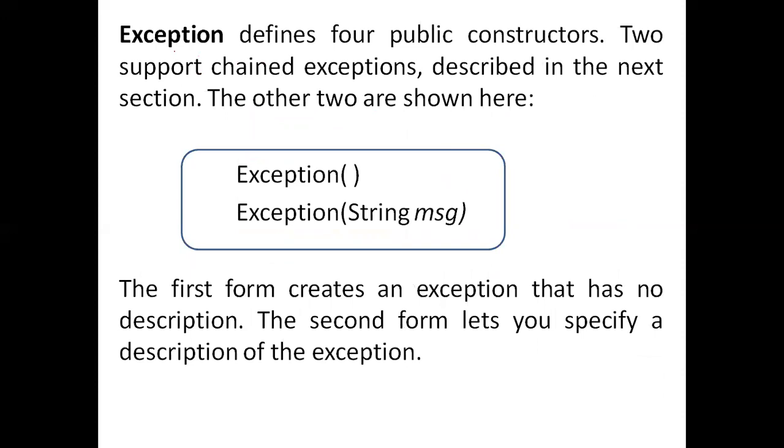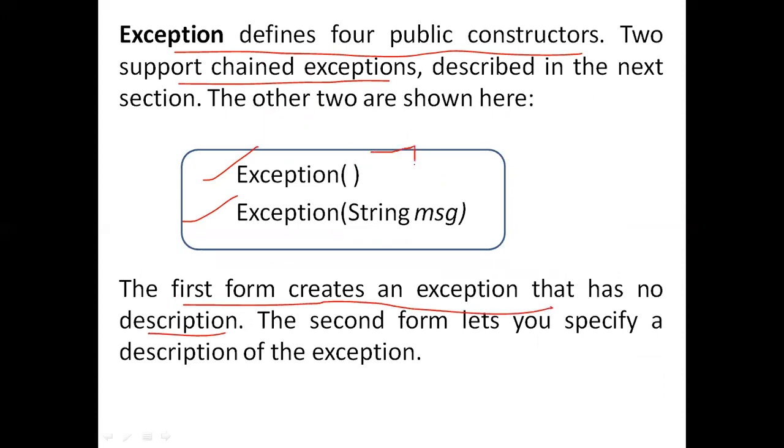And the Exception class defines 4 public constructors. 2 of them support chained exceptions, which is the next topic we will discuss, and 2 of them are shown here. The first form creates an exception that has no description. That means an object will be created, but there is no description for that object. The second form lets you specify a description of the object. So if you use the second form of constructor, along with the object creation, we can give a description for your own exception, right?